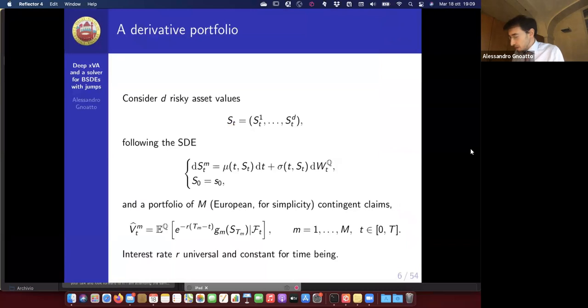So, just to set up the scene, we consider a set of risky assets, S1 up to SD, and they follow the canonical process for the first part of this talk. And we are interested in European claims for simplicity, and we have a portfolio of contingent claims. So capital M is how many contingent claims are traded between a bank and a certain counterparty. We can simply think about the value of each of these contingent claims as V hat small m having this classical form, for m ranging from 1 up to capital M.